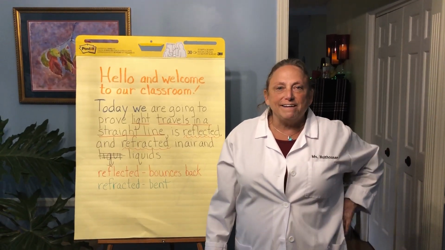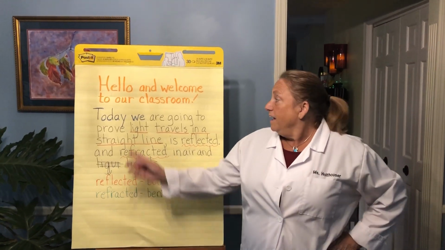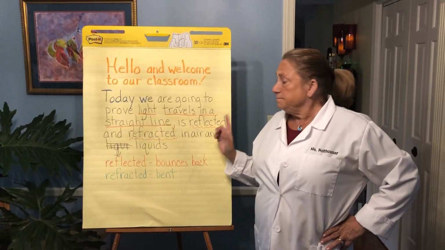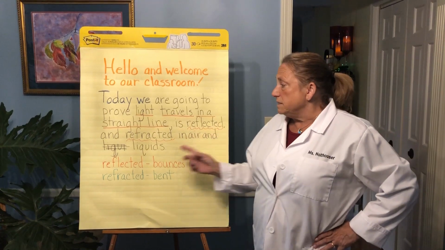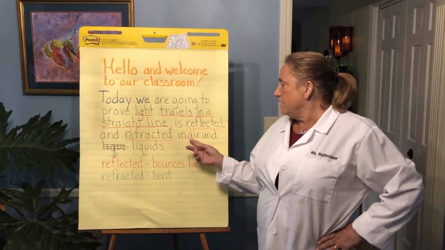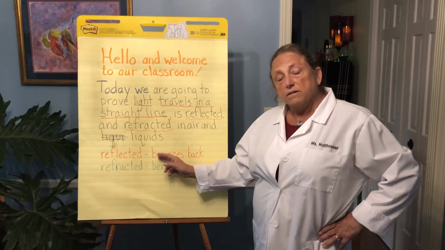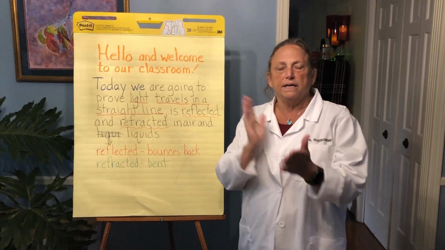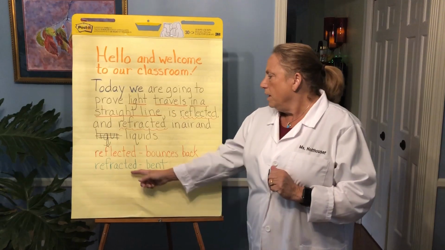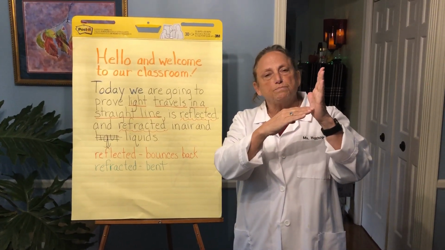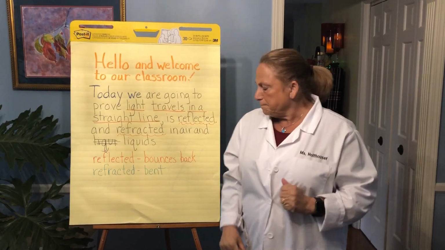Today we're doing a science lab on light. We are going to prove light travels in a straight line, is reflected and refracted in air and liquids. Reflected means it hits something and bounces back. Refracted means it hits something and it moves, but it's bent a little bit.